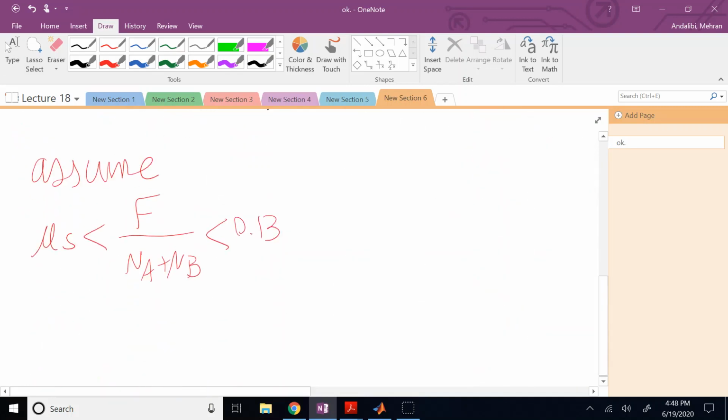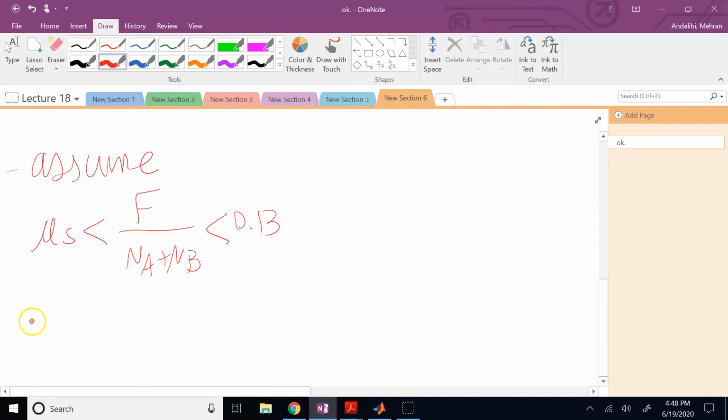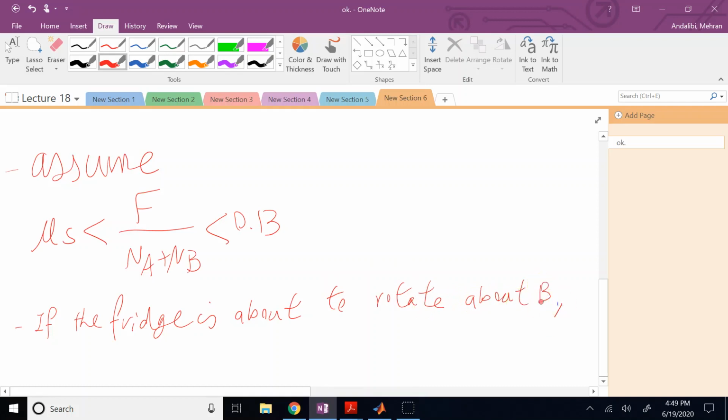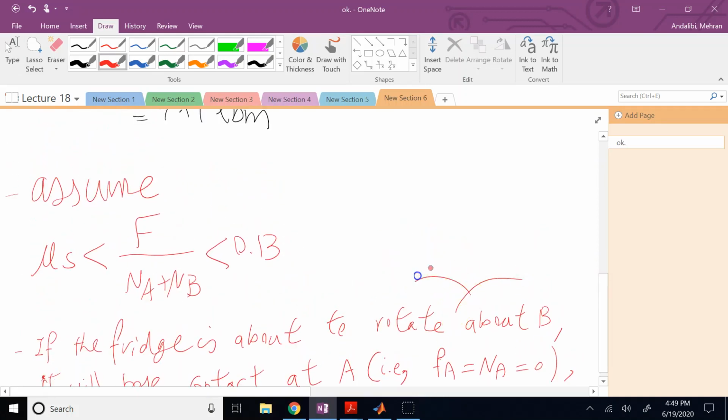So what you would do is, you say if the fridge is about to rotate about B, it will lose contact at A, i.e. FA equals NA equals 0, and let's say rotate clockwise, right? We know that's the only way that it goes in this case.